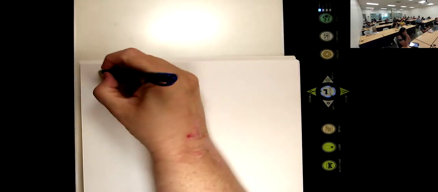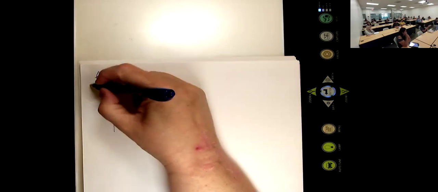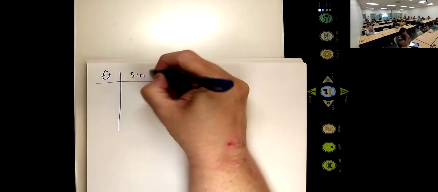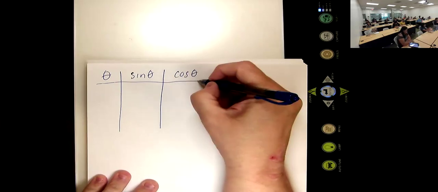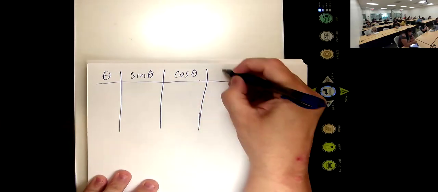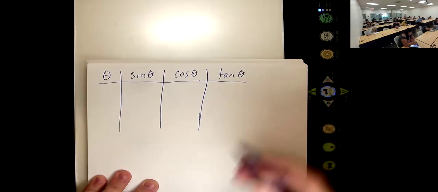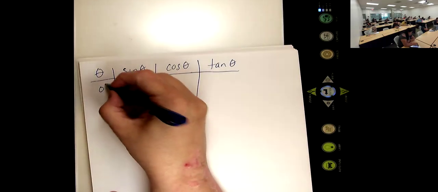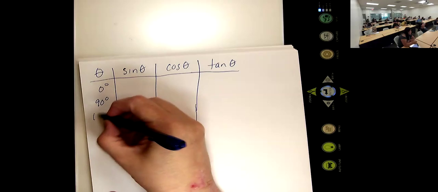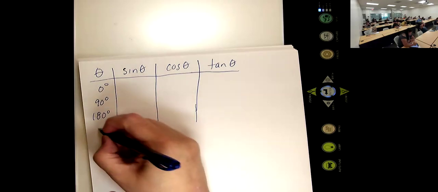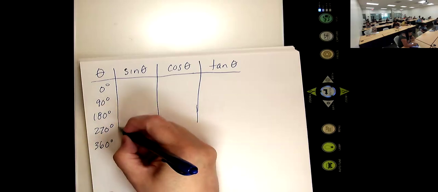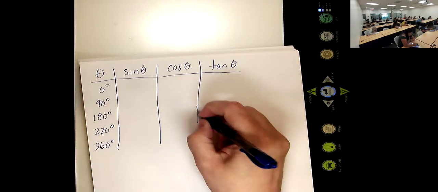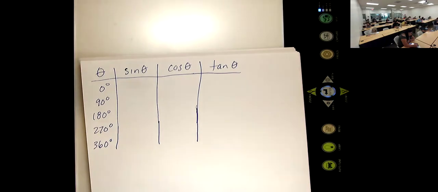So we get a column for theta, a column for sine, a column for cosine, and I'll do one for tangent. And we'll do our quadrantal angles right now. In the next section, we're going to do SOHCAHTOA, and we're going to do angles in between. There are some in there that have nice, good fractional answers for the angles.